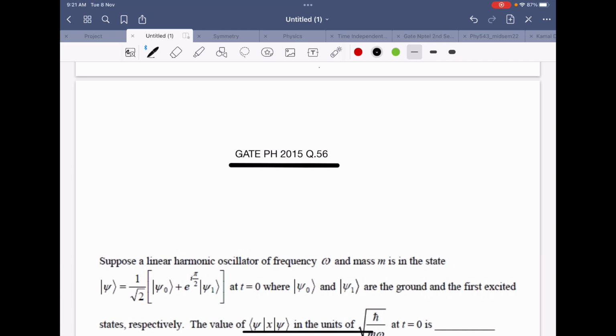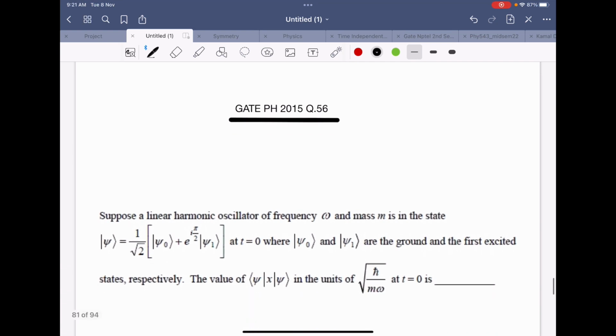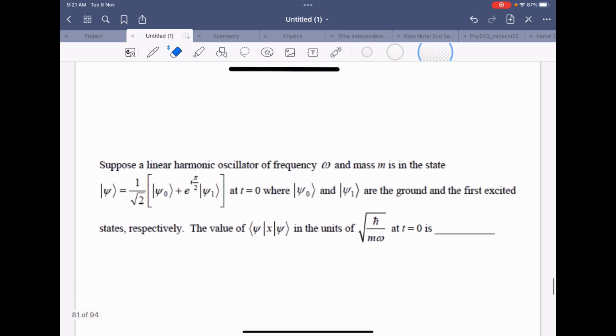Hello everyone. In this video I will solve GATE Physics 2015 question number 56. Suppose a linear harmonic oscillator of frequency omega and mass m is in the state psi equal to 1 by root 2 psi 0 plus e to the power i pi by 2 psi 1 at t equal to 0, where psi 0 and psi 1 are the ground state and the first excited states respectively. The expectation value of x, in units of root of h bar by m omega, at t equal to 0 needs to be calculated.